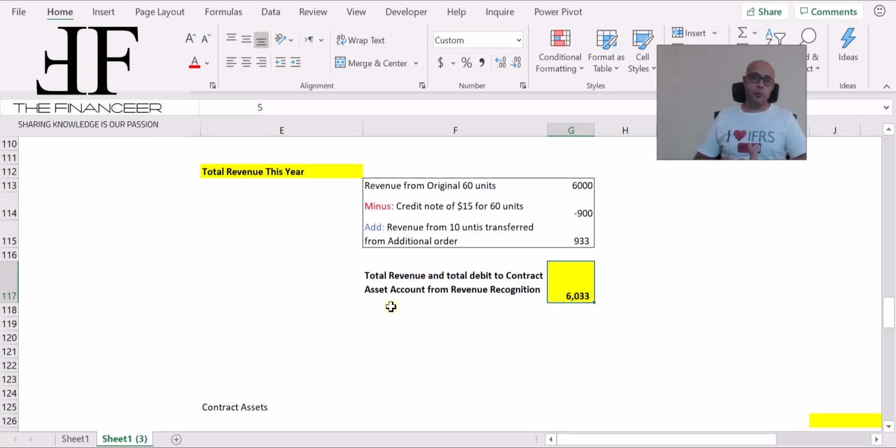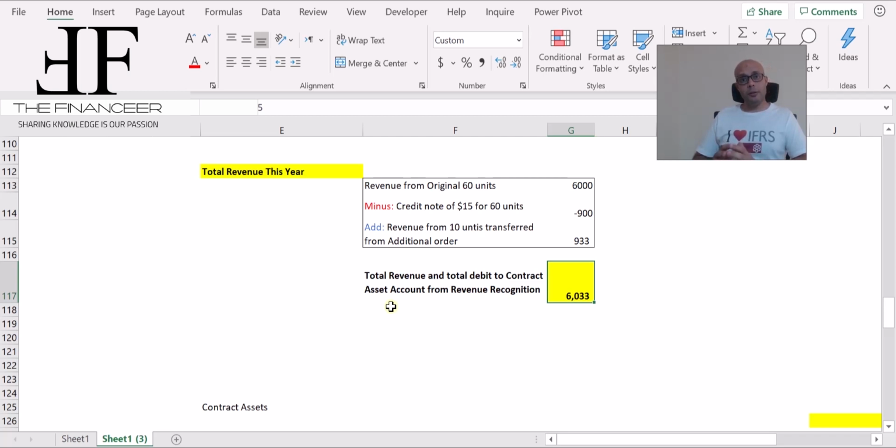Now, some people might be confused. Why did we use the contract assets account, and what will happen when the company issues the invoices to the customer? Because maybe the company is going to issue the invoices at a different time from the time that the company recognizes the revenue.